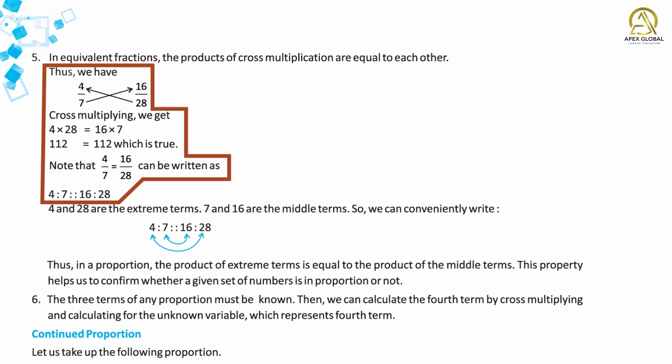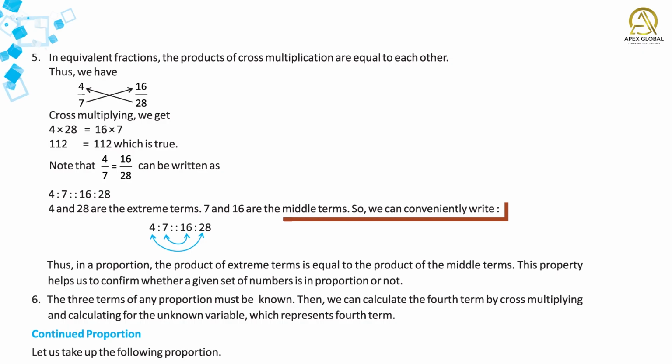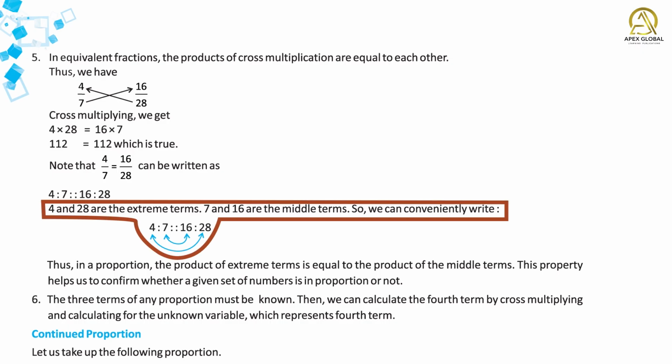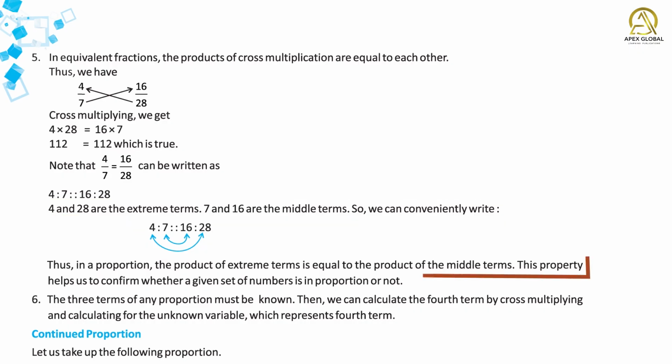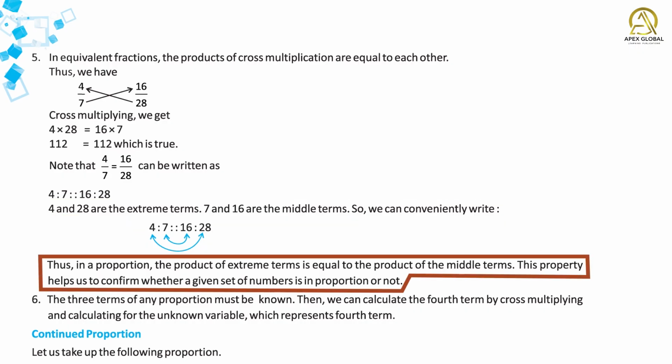Note that 4 upon 7 equals 16 upon 28 can be written as 4 ratio 7 is to 16 ratio 28. 4 and 28 are the extreme terms. 7 and 16 are the middle terms. So, we can conveniently write 4 ratio 7 is to 16 ratio 28. Thus, in a proportion, the product of extreme terms is equal to the product of the middle terms. This property helps us to confirm whether a given set of numbers is in proportion or not.